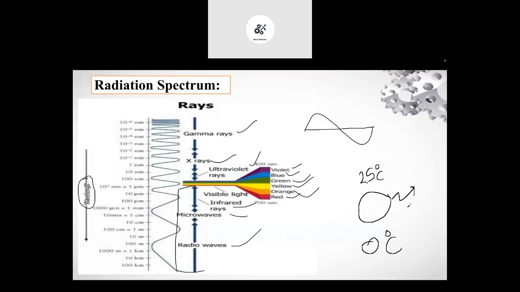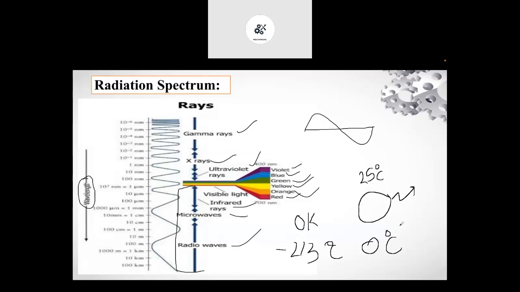Any body which has some temperature will emit some amount of radiation. The main constraint is that the temperature of the body must be greater than absolute zero temperature. Now, absolute zero temperature is not 0 degrees centigrade. Absolute zero temperature means 0 Kelvin, and if you convert that into degrees centigrade, it is minus 273 degrees centigrade. If any body achieves this temperature, there will be zero radiation coming out from that body.